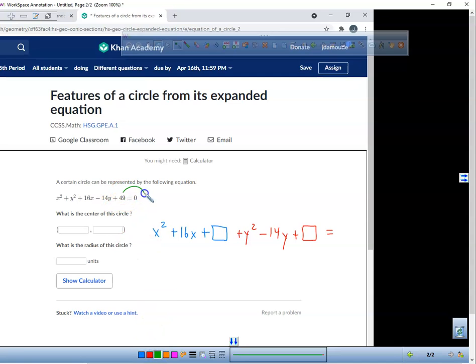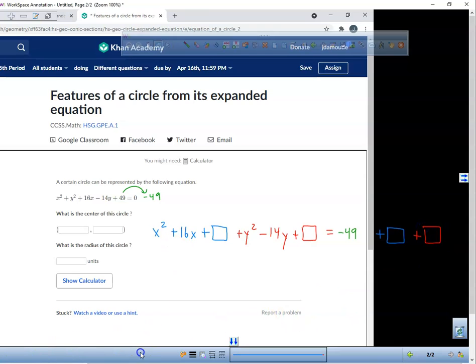I'm just going to move it across and make it a negative. Put negative 49. All right, and then I'll put a box for the blue and a box for the red.